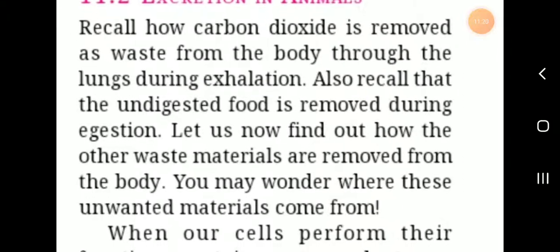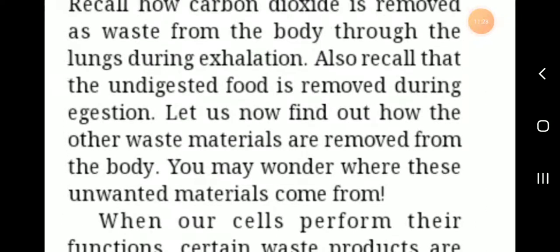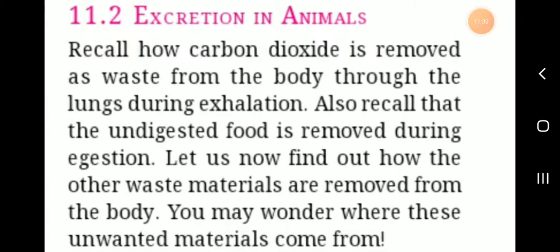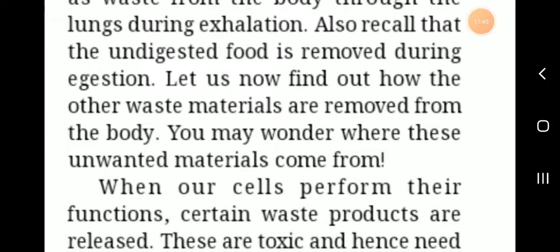Next, excretion in animals. What is meant by excretion? The unwanted waste materials removed through the anus. That is excretion. Listen, carbon dioxide is removed as waste from the body through the lungs during exhalation. Also recall that undigested food is removed during digestion.